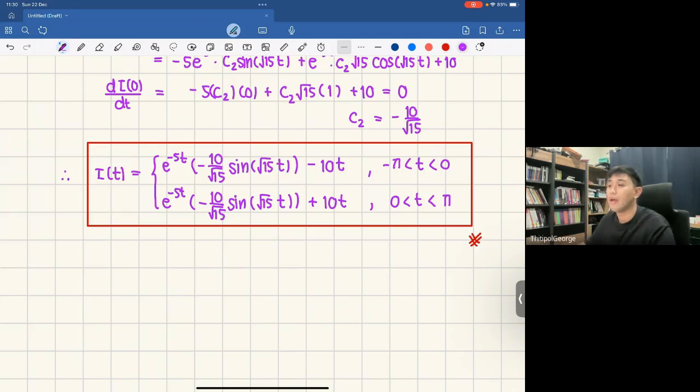And so this is the first problem, regarding the RLC parameters, and then we solve using the second-order ODE.